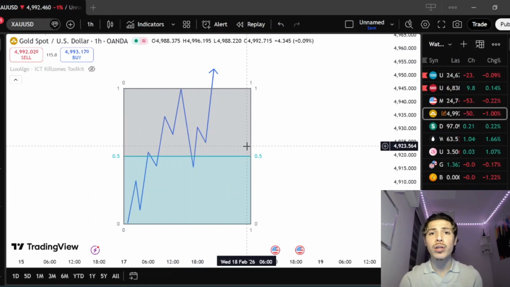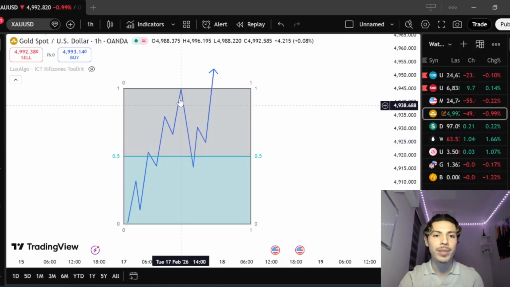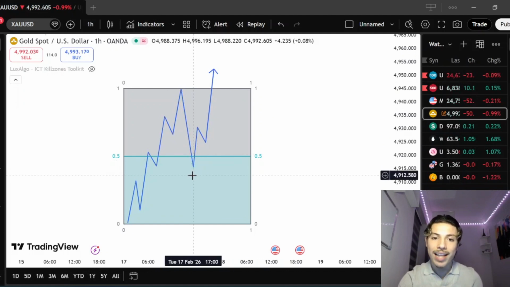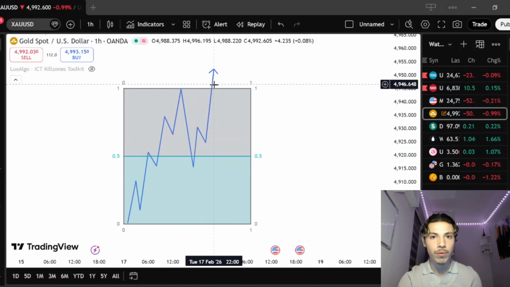Now, when do we want to look for buys? We don't want to look for buys when it's in a premium because it is not a good price. We want to look for buys when price has come to a discount. So what can we see in this example? We can see that price comes down into this discount. After coming into this discount, then we get that beautiful move.